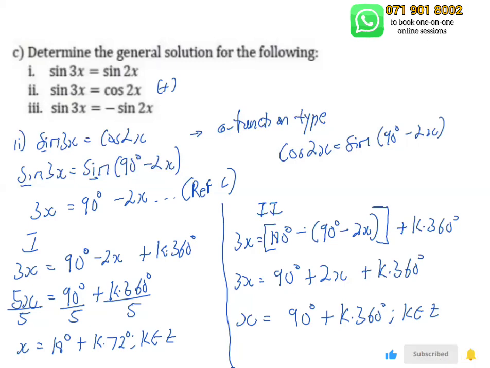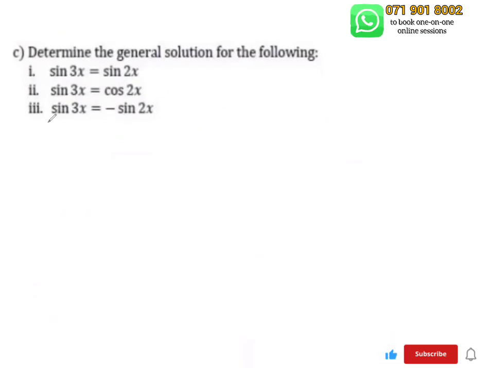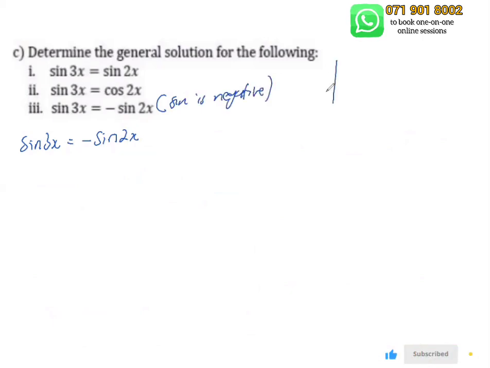Okay, so now let's look at the third one. With the third one, we can see we have sine 3x equals negative sine 2x. Now you can solve this using two cases. Because this is negative, you must find your solutions where sine is negative, right? Now, if we go back to our CAST diagram, we know that sine is positive in the first quadrant and in the second quadrant, but it is negative in the third and the fourth quadrant.